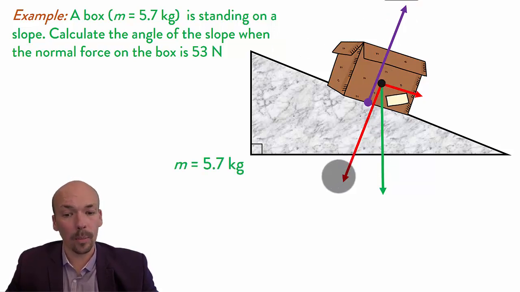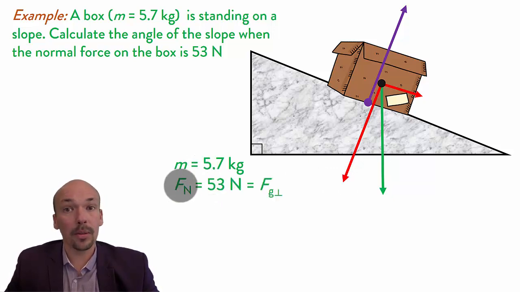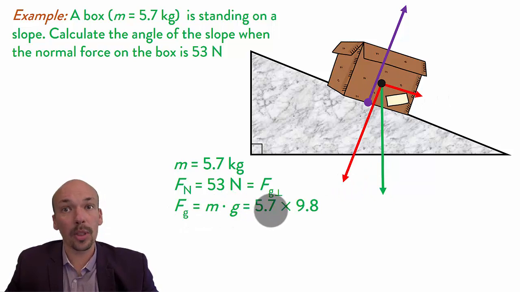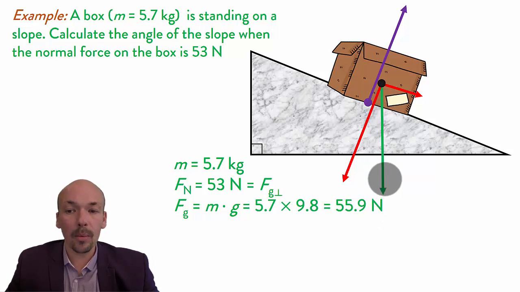They are always equal. Well, we know the mass is 5.7 kilograms. We know the normal force, which is 53 newtons, which is equal to the force perpendicular to the surface. And we have to calculate the gravity, of course, which is the mass multiplied by 9.8. So 5.7 multiplied by 9.8 is 55.9 newtons, so that's the gravitational force. And now we can calculate the angle.